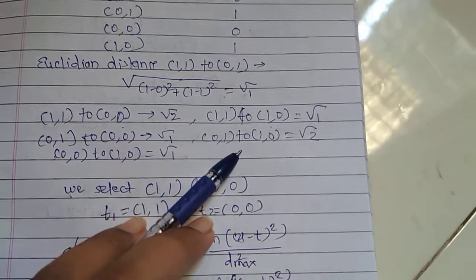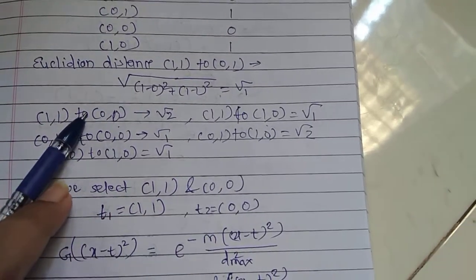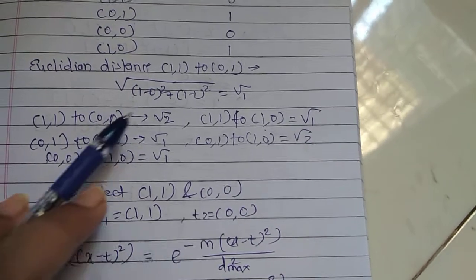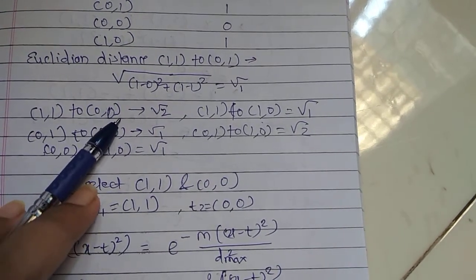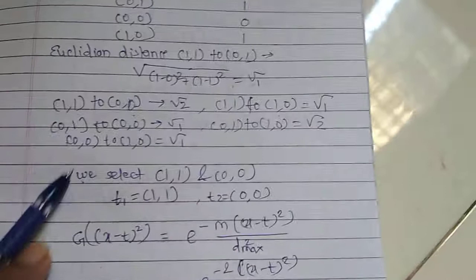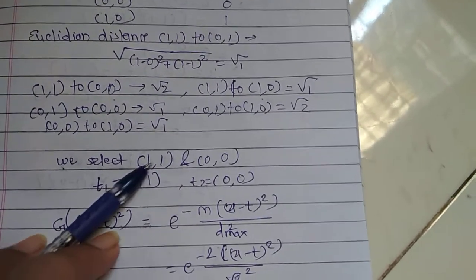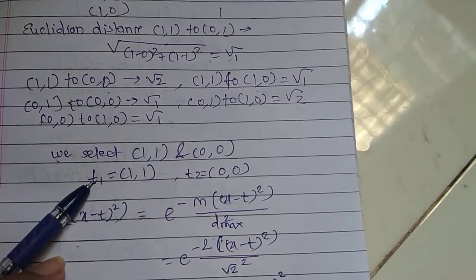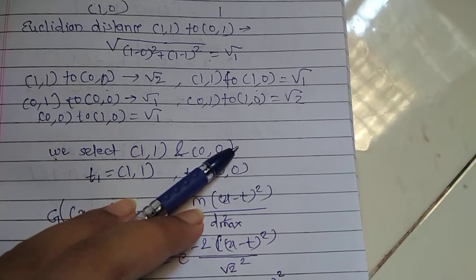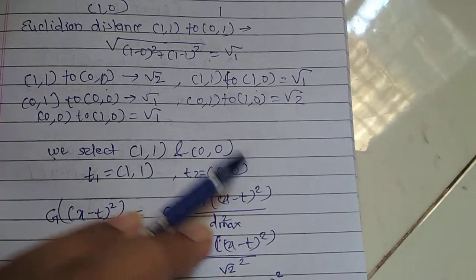The square root of 2 is present 2 times, here and here. So we can select the centers as either this or this. I am selecting 1, 1 and 0, 0. Now 1, 1 represents my first center, so T1 is 1, 1. 0, 0 represents the second center, so T2 is 0, 0.